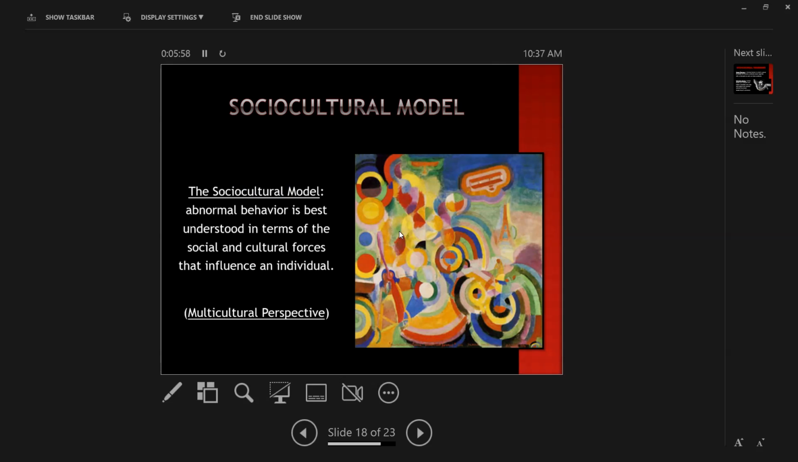There's one more very common model, and then there's one that combines them all at the end. So the socio-cultural model looks at cultural forces and societal forces.